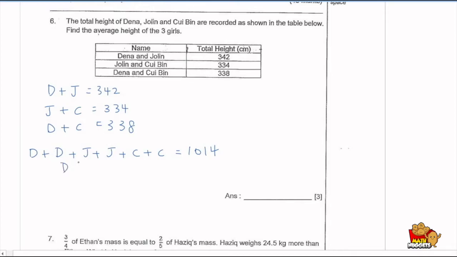So, in order to find D, J, and C, 1 set, I will just need to take 1014, divide by 2, which is 507. So this will be the total for the 3 girls, and in order to find the average height of the 3 girls, I need to take 507 divided by the 3 of them, 169 cm.